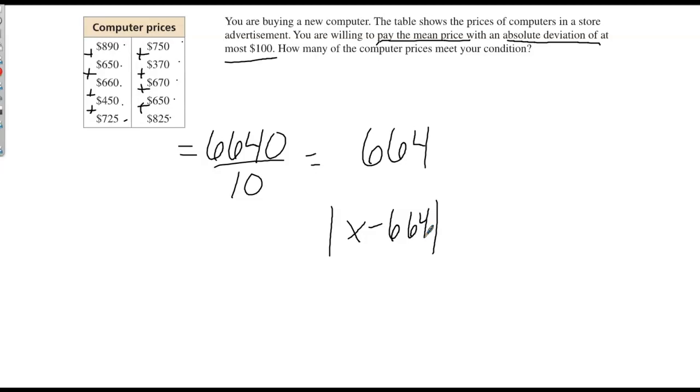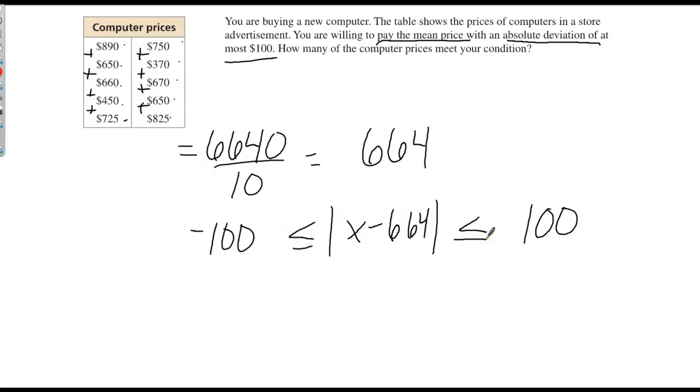So why would it be minus 100? Because we only want to pay $100 less than that, right? Or we want to pay $100 more than that. It's kind of like our interval. So is it an and or an or statement? It's an interval. It's an and statement, right? So whatever this value is, it has to be either $100 less than it or $100 more than the mean, which we said was 664. So it could be from 564 to 764.